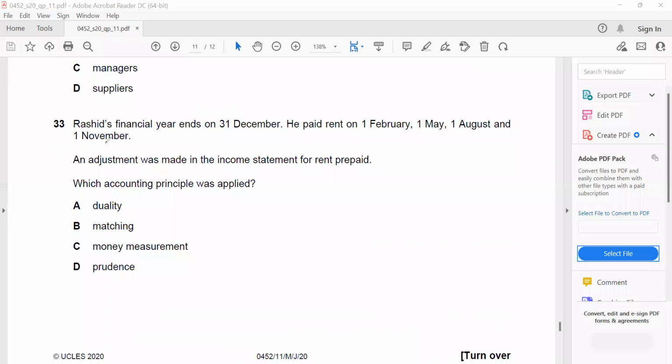Okay, 33. Rashid's financial year ended on 31st. He paid rent on February 1st, May 1st, August 1st, and an adjustment was made for the rent prepaid. Which accounting principle applies when, at the end of the year, rent prepaid has to be adjusted? This is about the matching concept. Duality is talking about debit and credit. Money measurement is talking about all the values recorded must have dollar and cent in the accounting. Prudence is not to overstate the profit and the assets.